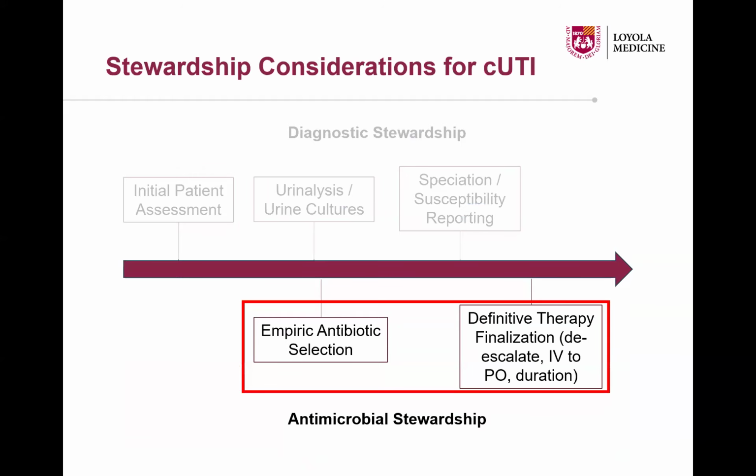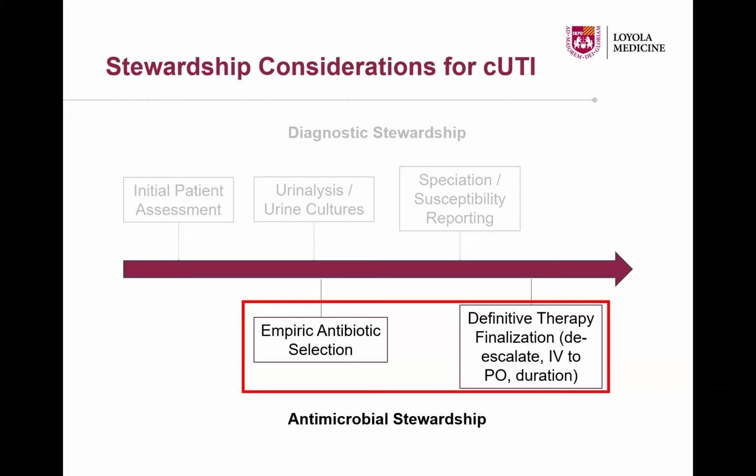All right, so that was diagnostic stewardship considerations. And check on time, looks like we're doing good. So now we're going to shift gears and look at the antimicrobial stewardship piece of it and think about how can we optimize empiric antibiotic selection as well as definitive therapy. And really we'll spend the most time there on the definitive therapy piece, coming back to those core ideas of the IV to PO switch and considering what oral antibiotics we can be considering, and then the duration piece of it as well.